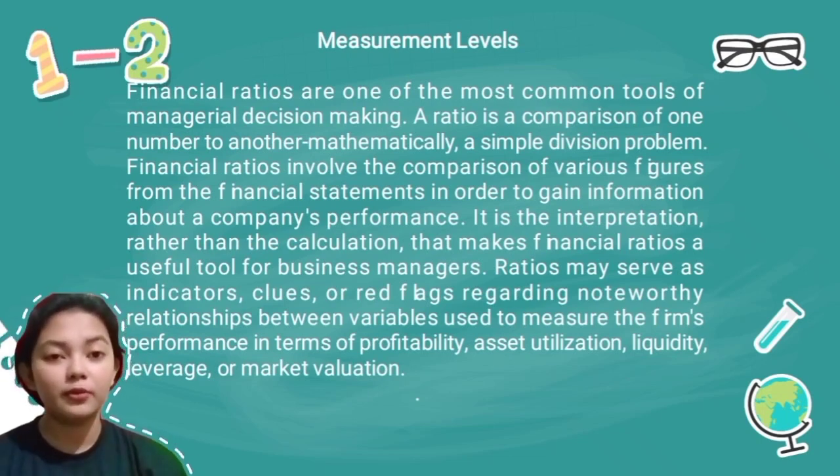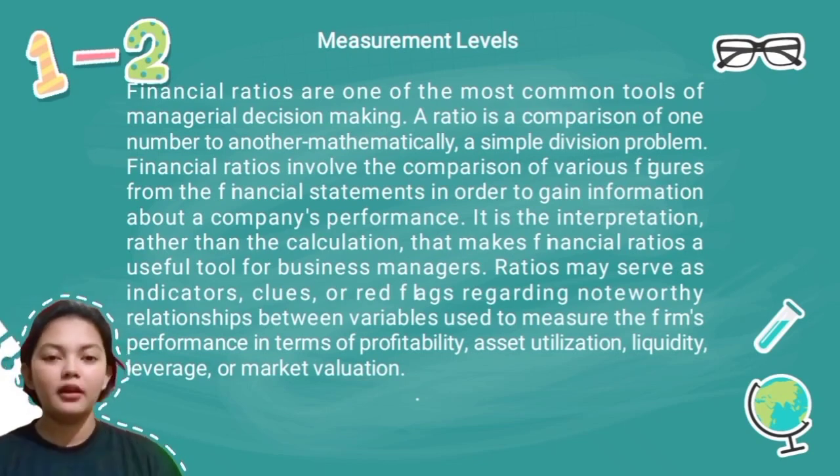There are four commonly recognized measurement levels. Now we have the nominal scales. This is the simplest level of measurement where data is categorized into distinct categories or groups. Examples include classifying expenses into different categories like salaries, rent, or utilities.